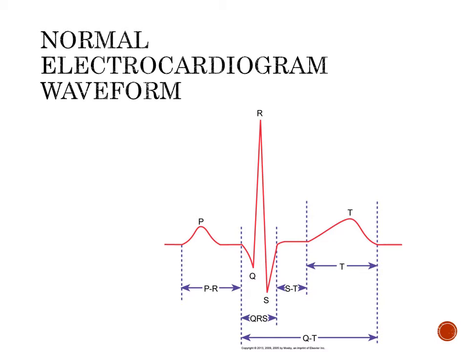The QRS is the duration of the electrical impulse as it travels through the ventricles. It should be anywhere from 0.06 to 0.12.